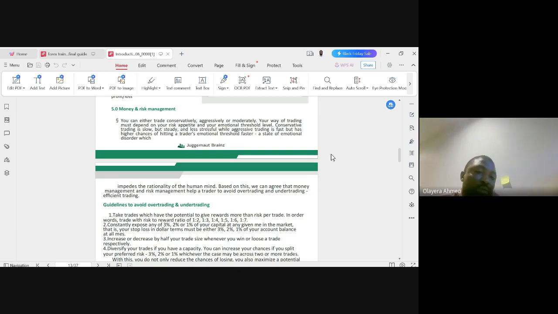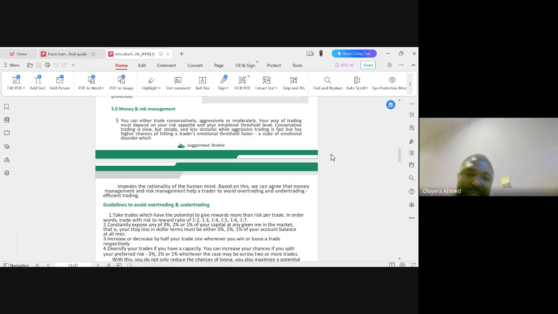So one very good principle that I want you guys to note is: don't nurse a losing trade. The moment it hits your stop loss, close it and let it go. There are a lot of other opportunities in the market.